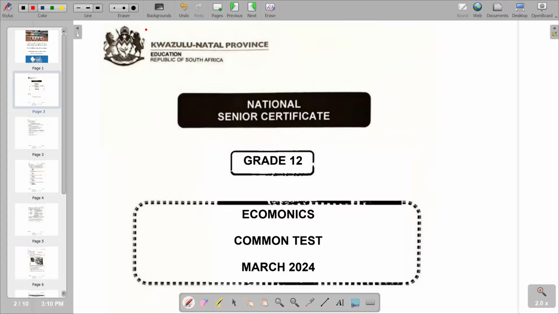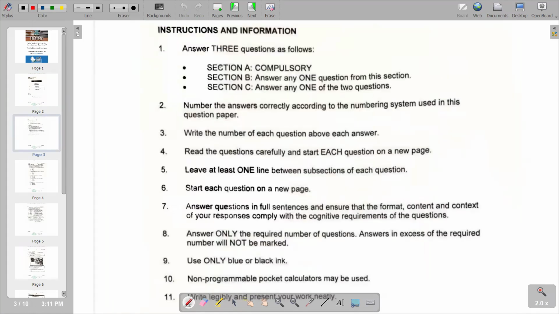Welcome to Grade 12 Economics Common Test of March 2024. And we are going to look at a common test from the province of KwaZulu-Natal. So, moving on to the instructions that we just need to go through before we answer the question paper. We've got instructions that we are given.